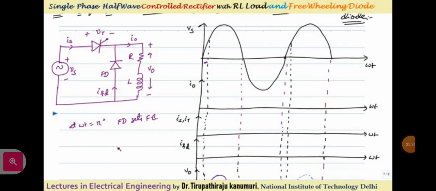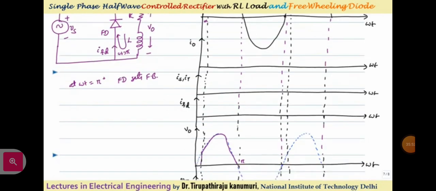When the freewheeling diode gets forward biased, what will happen? It will short circuit your output, so your output voltage will become 0. The entire current will start circulating in this loop for omega t greater than pi. After that, the freewheeling diode starts acting. So your output voltage will be 0 after pi. Again, whenever the firing angle comes and it is fired, at that instant it will be there.